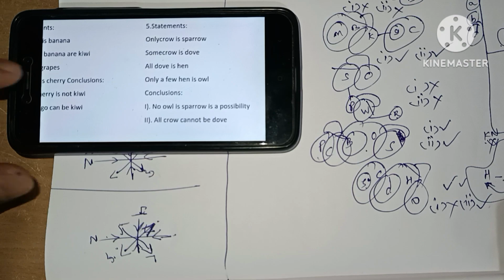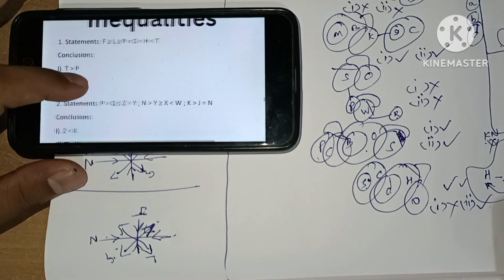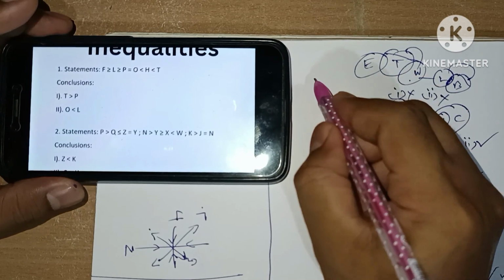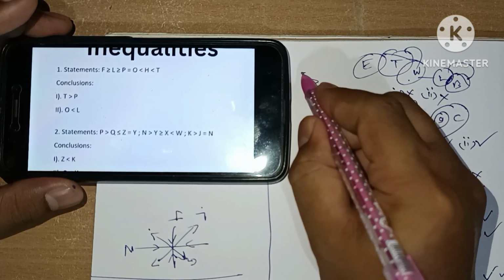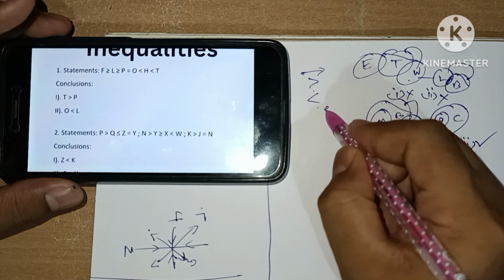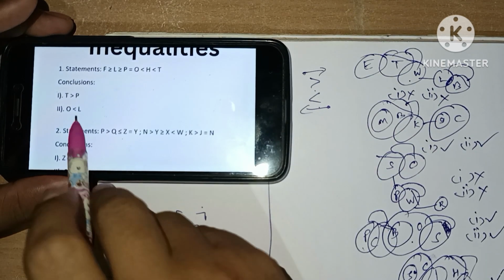Okay. Now we are going to see inequalities. The inequalities concept we use here is the flow method. If we see a symbol like this, we see the flow from this side to this side. If we see a symbol like this, the flow from this side to this side. Let's see through the questions directly.